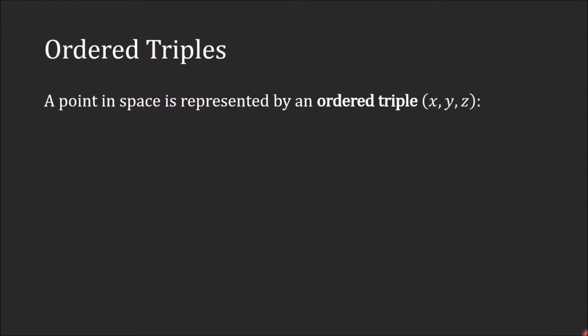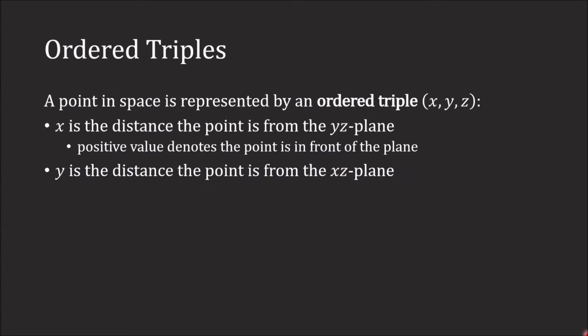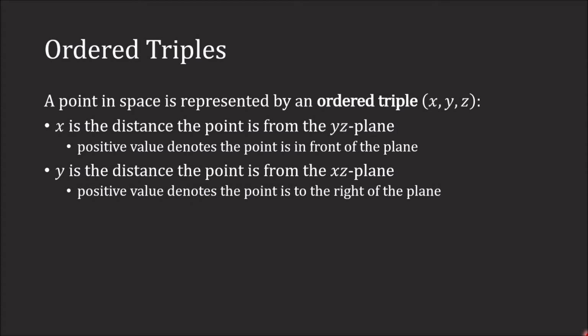Much like how a point in the plane is represented as an ordered pair, a point in space is represented by an ordered triple, x, y, z. X represents the distance the point is from the yz plane. A positive value will denote that the point is in front of the plane. This means that a negative value means the point lies behind the plane. Y is the distance the point is from the xz plane, where a positive value denotes the point is to the right of the plane. So negative would mean it's to the left of the plane.